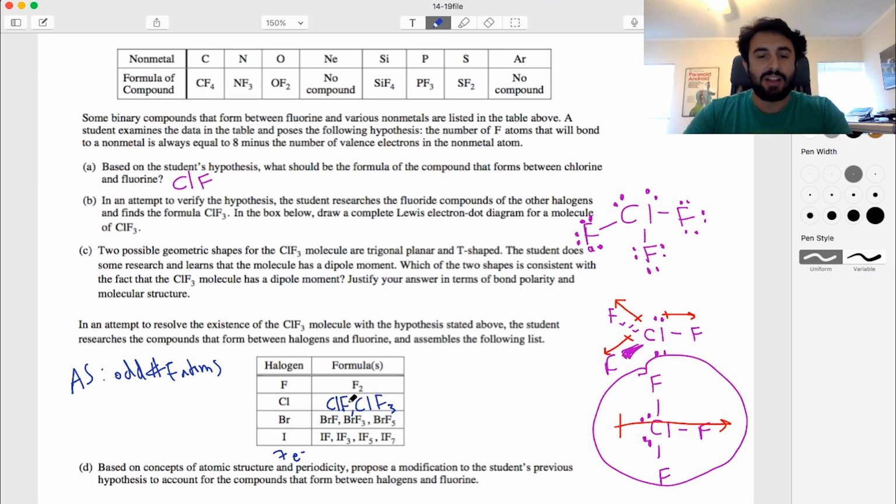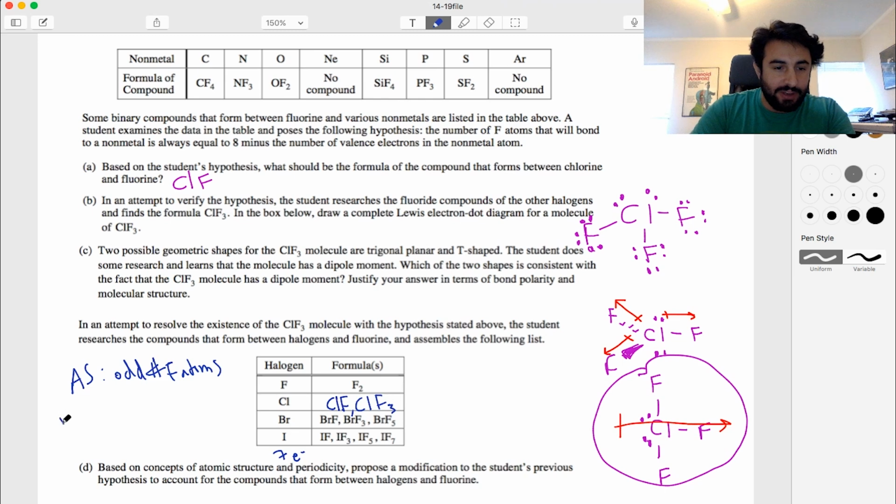But ClF would have 1 bond and 3 lone pairs. ClF3 has 3 bonds and 2 lone pairs. BrF5 would have 5 bonds and 1 lone pair. IF7 would have no lone pairs. It would just have each of its 7 electrons making its own single covalent bond. So for atomic structure, what we're noticing is this trend of odd numbers of fluorine atoms.